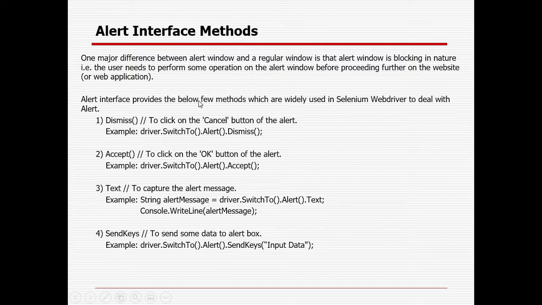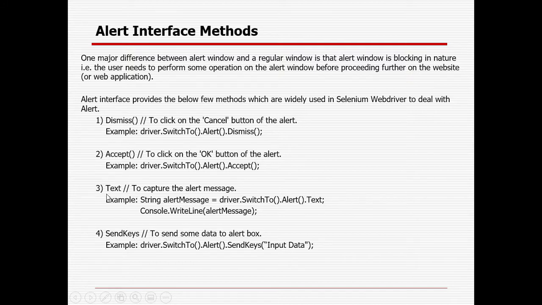The first one is the dismiss method. Before that, you need to create an object instance of the driver, then call SwitchTo().Alert(), which comes from the Alert interface, and then call the dismiss method to dismiss the alert, that is, to click on the cancel or no button. Accept is used if you want to click on the yes or OK button.